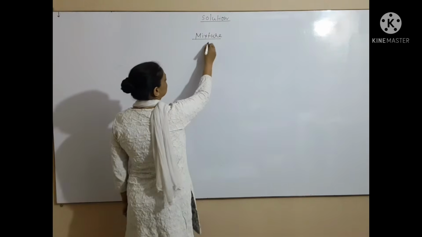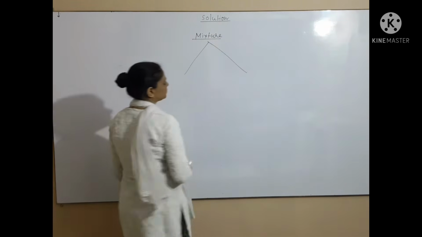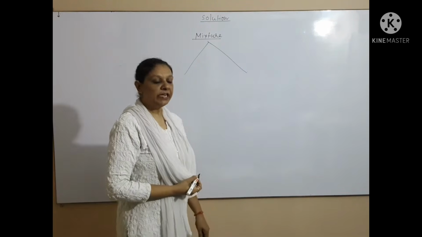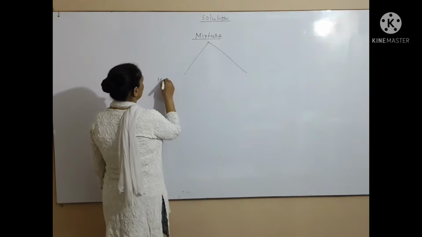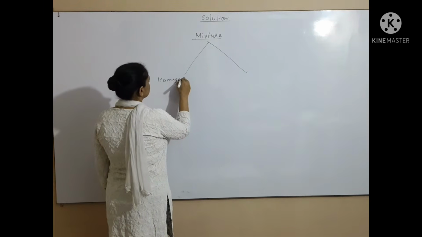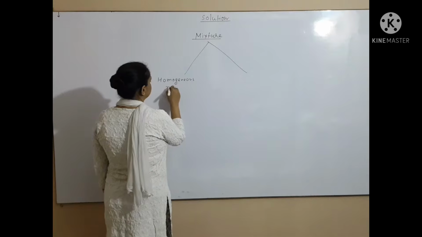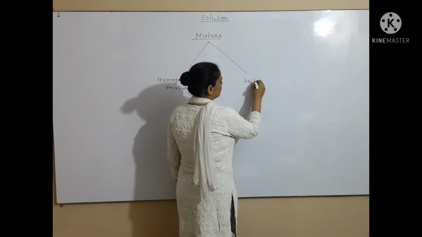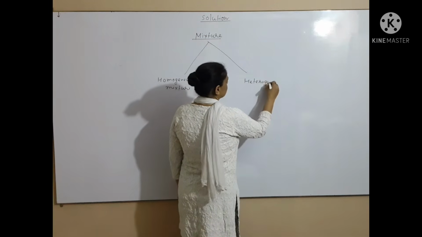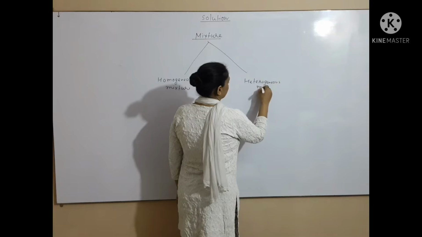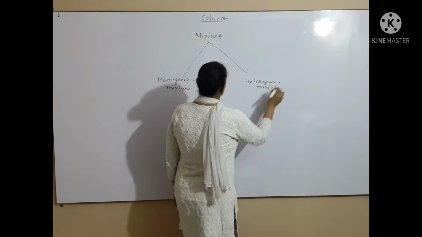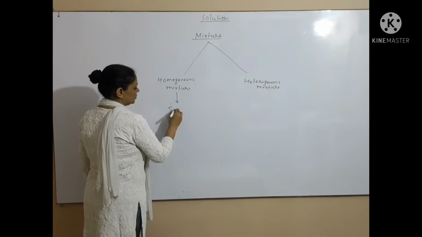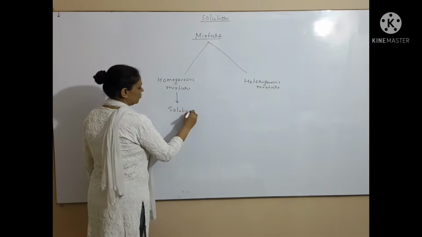So actually, mixture has two parts. There are two parts of mixture. One is homogeneous, another is heterogeneous mixture. First is the homogeneous mixture, and second is the heterogeneous mixture. Now, in homogeneous mixture, we study solution. You can say solution is a type of homogeneous mixture.